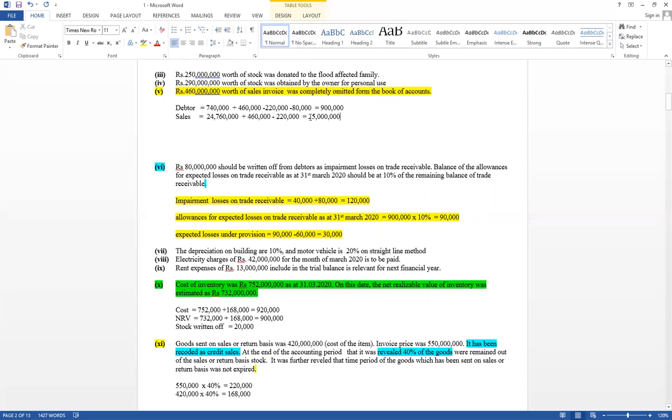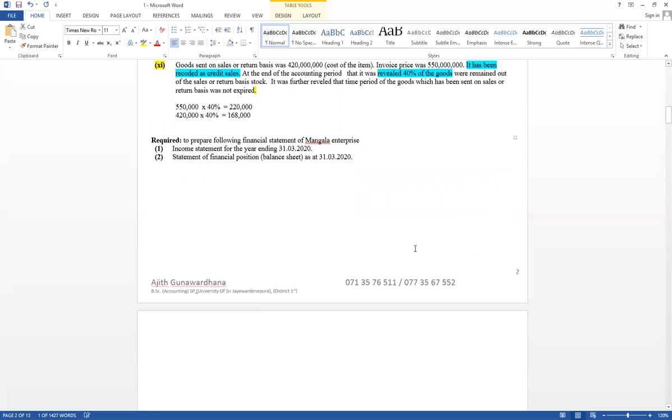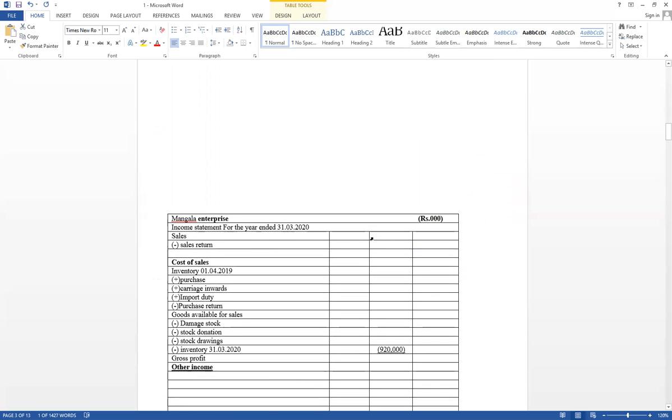Therefore, this value should be included in the income statement as sales. Correct sales value should be included in the income statement. Last column, 25 million. That value should be included in the second column. If it has given sales, it should be deducted from that value. Then the correct value should be included in the last column.